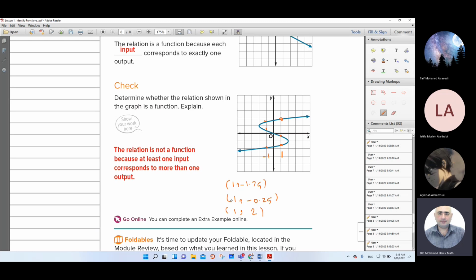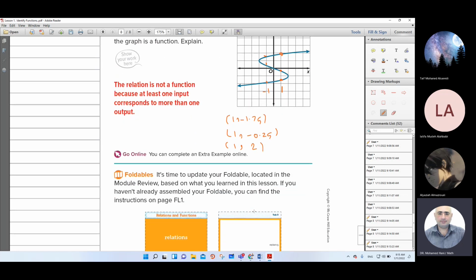So as you see here, the same value in x has a relation with the 3 elements in y. So it means this is not a function.